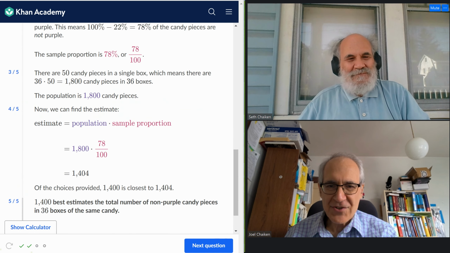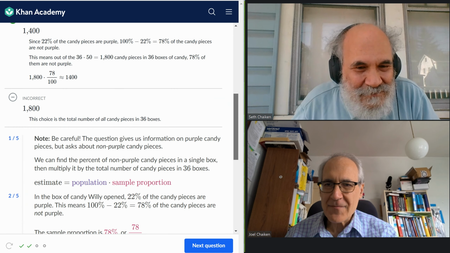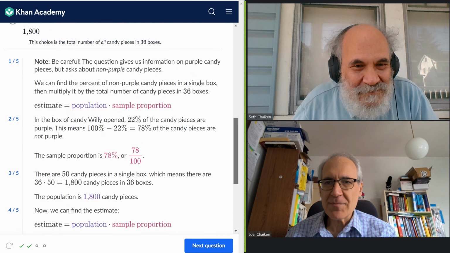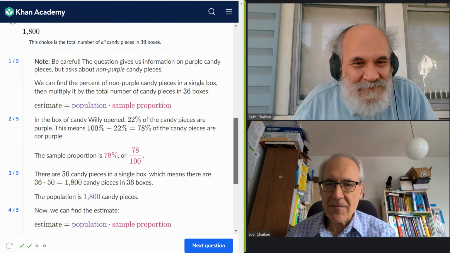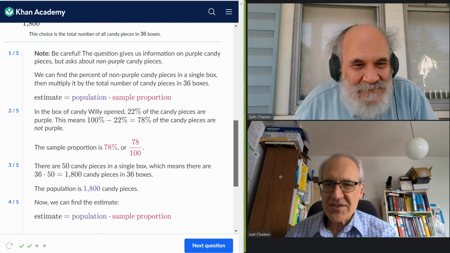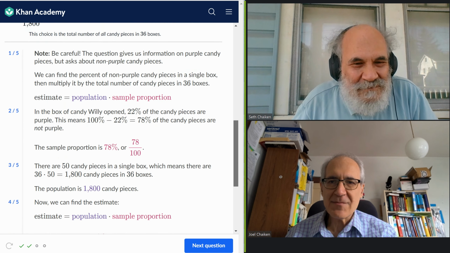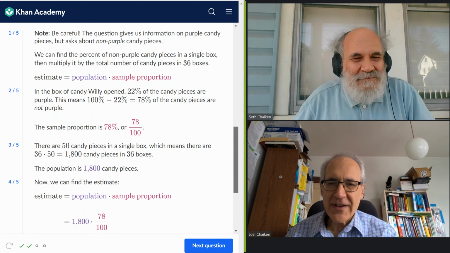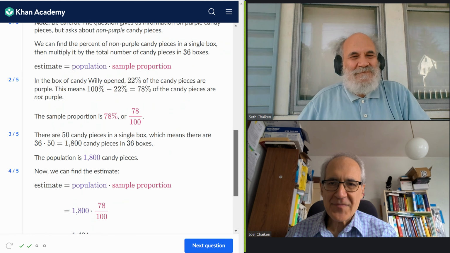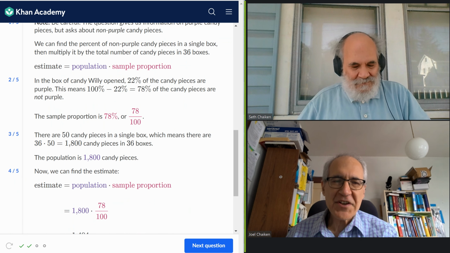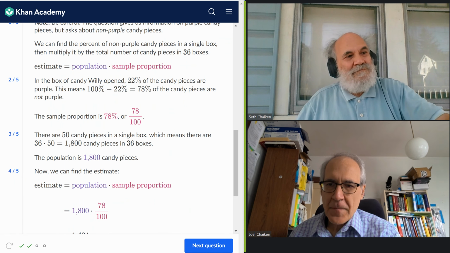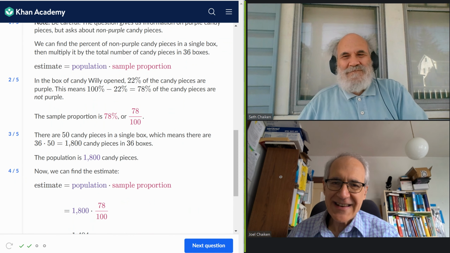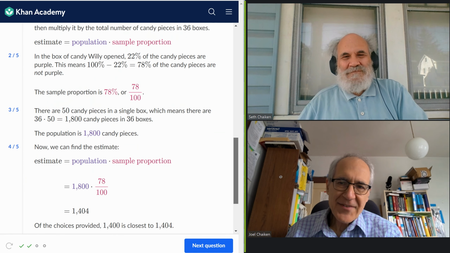Let's see how we answer the question. Wow, 5 steps. Be careful. This question gives us information on purple, but they're asking us about non-purple. We can find the percent of non-purple candies in a single box and multiply it by that. Wow, so they do it the same way we did it. They went directly to the non-purple percent, because you have a calculator.